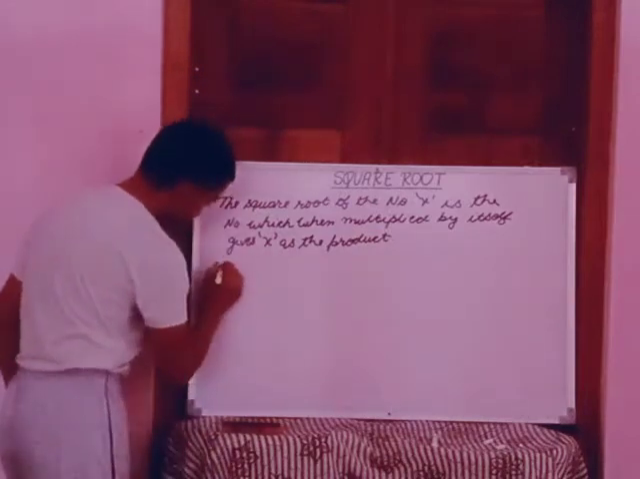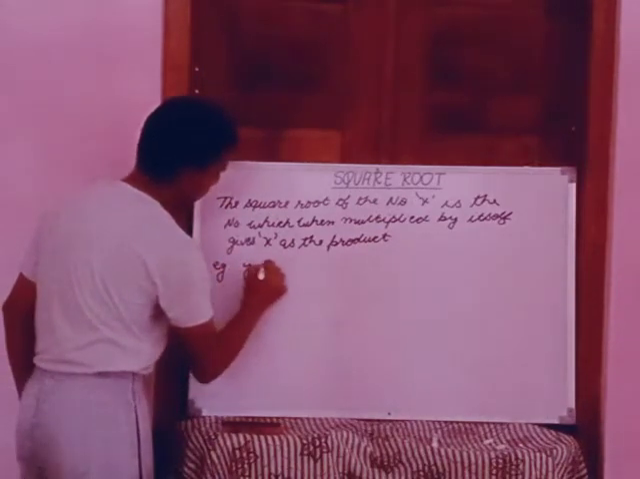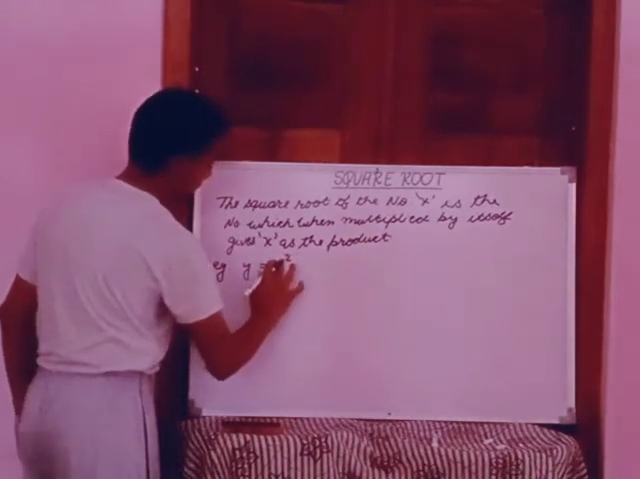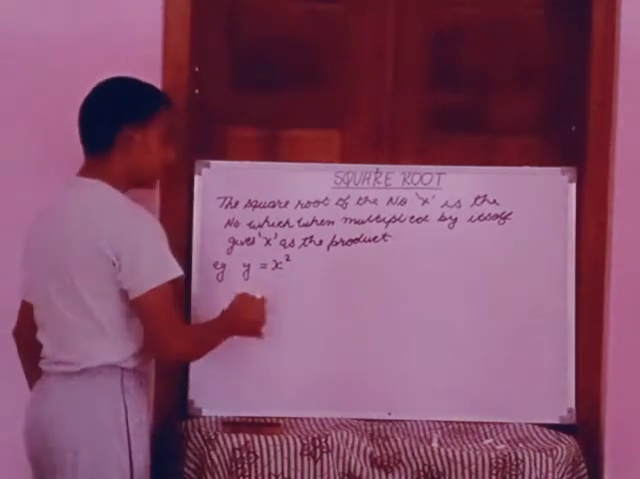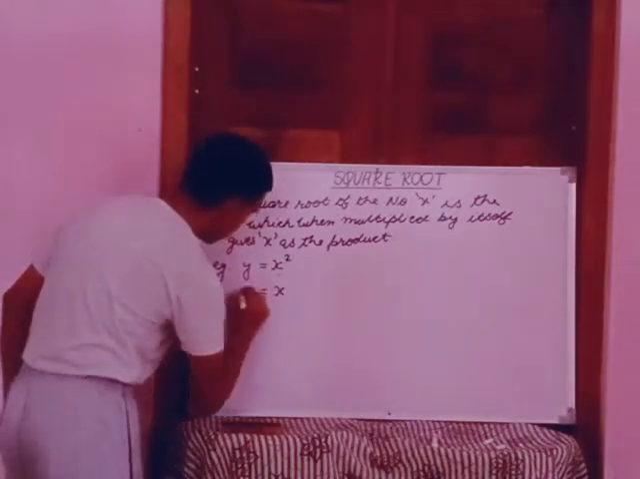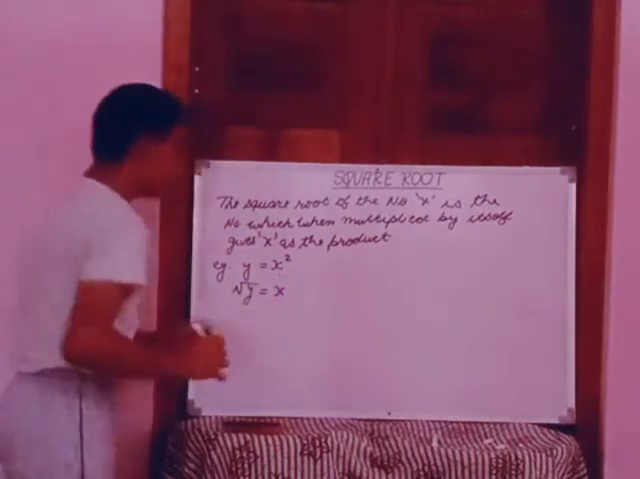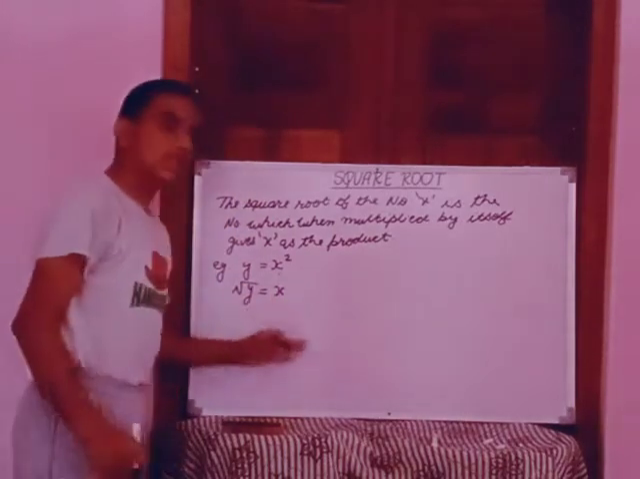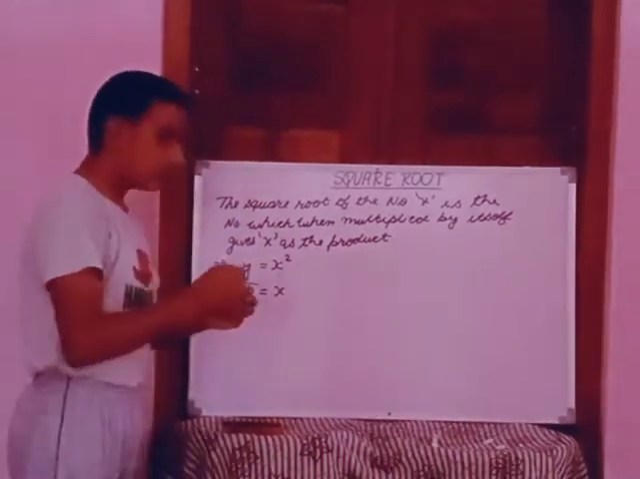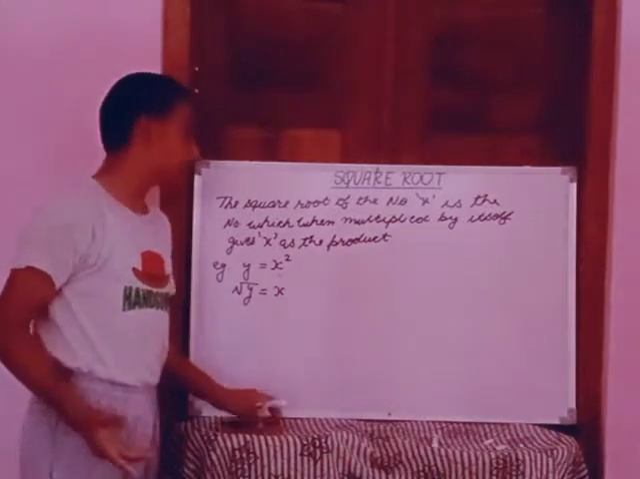Like y is equal to x square. This would be written as x is equal to under root y. We call this x is the square root of y. Now let's move to some of the properties of the square root.